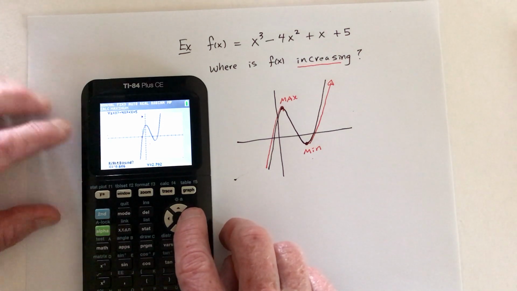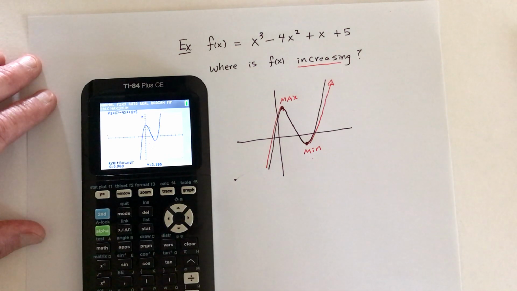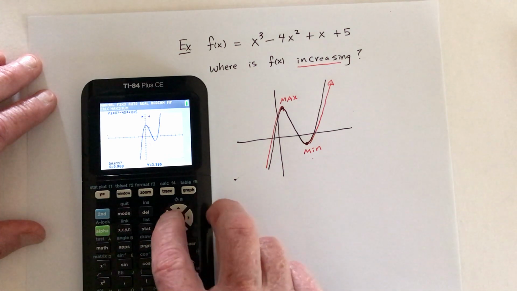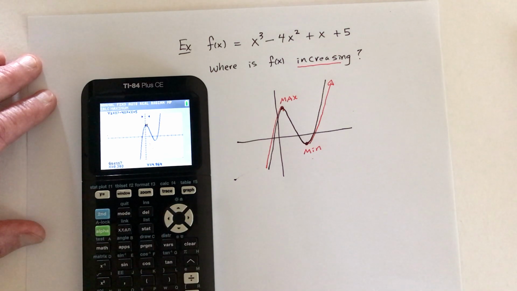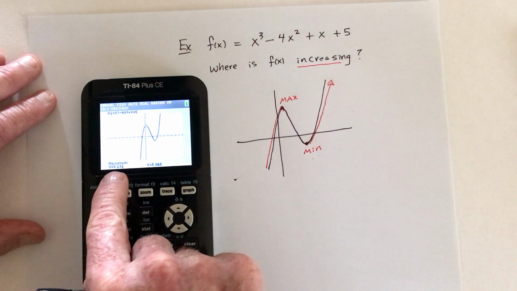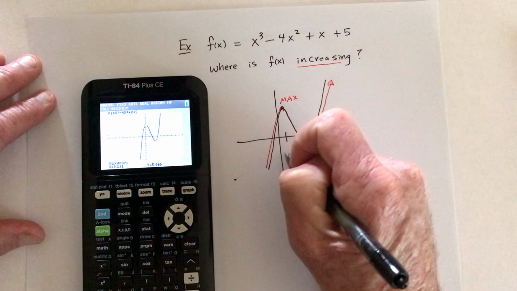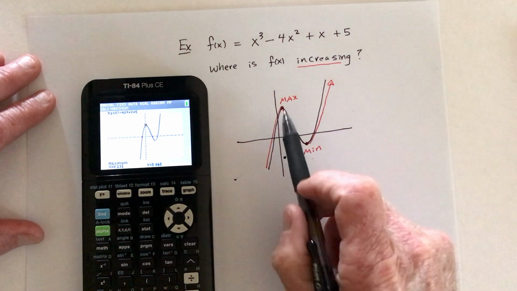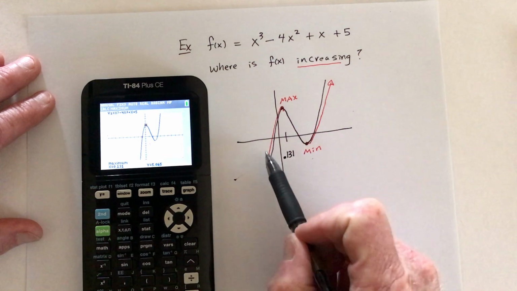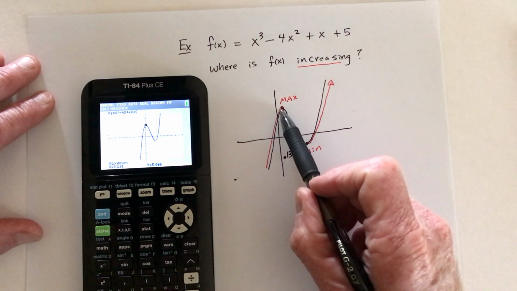Then move to the right. Make sure that I'm definitely to the right of it. And then what's your guess for where the maximum is? My guess is it's approximately right there. And the calculator says that's when x equals 0.131. And right now I don't need the y value because I just need to say to the left of 0.131, that's when it's increasing.